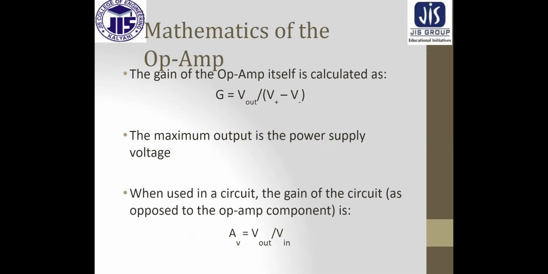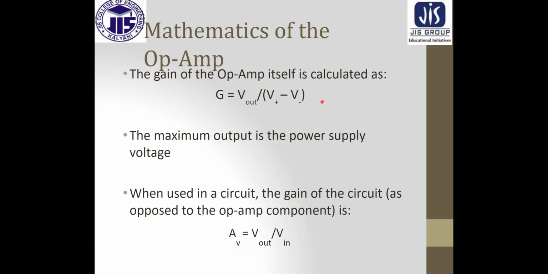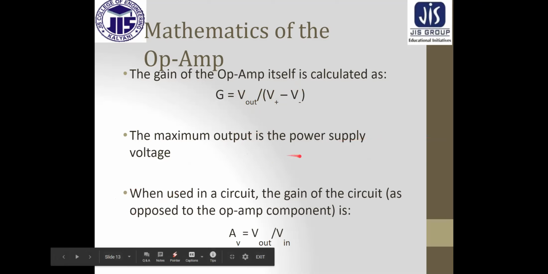Mathematics of the op-amp: the gain of any device can be described as output by input. Here the output is V out and the input is the difference between the two inputs, so V positive minus V negative. The maximum output is the power supply voltage. When used in a circuit, the gain of the circuit, as opposed to the op-amp component, is AV, which is output by input.